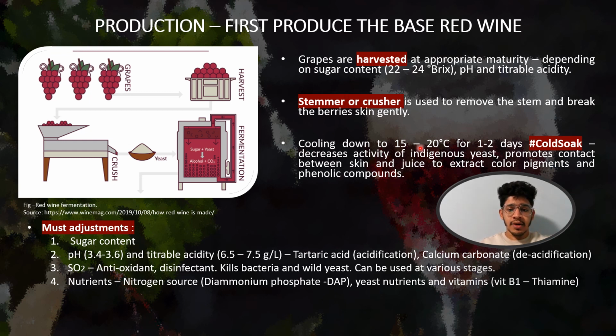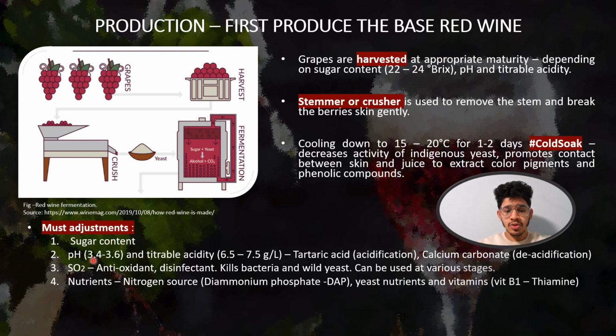Once the cooling down is done, the fermentation takes place, but before the fermentation happens, something called must adjustments need to be done. So what is done during must adjustment? Firstly, the sugar content is adjusted. Second, the pH is adjusted. Third, the titrable acidity is adjusted. Next is the addition of SO2.